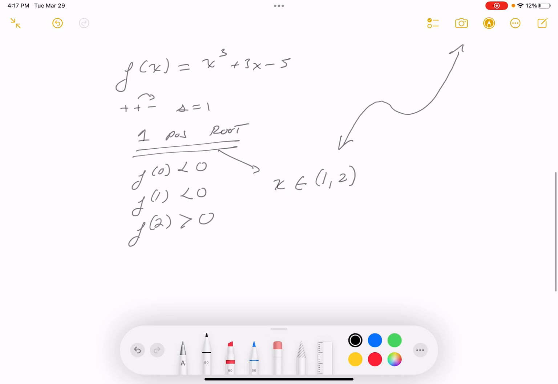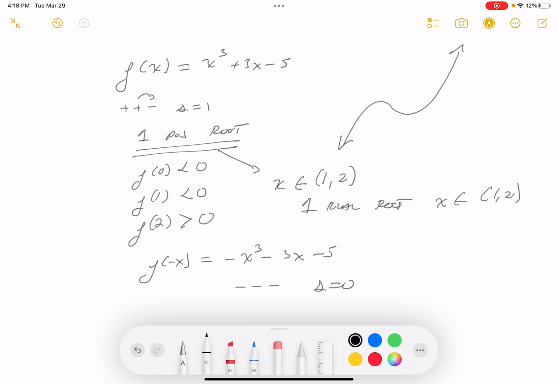Now, I'm going to rotate the curve, and let's do f of minus x. We're still using Descartes' rule of signs. That's going to be minus x cubed, minus 3x, minus 5. And what do you get there? Minus, minus, minus. So s equals 0. So there are no negative roots. So there's one real root. That real root is on the interval between 1 and 2, and there are 2 complex roots.